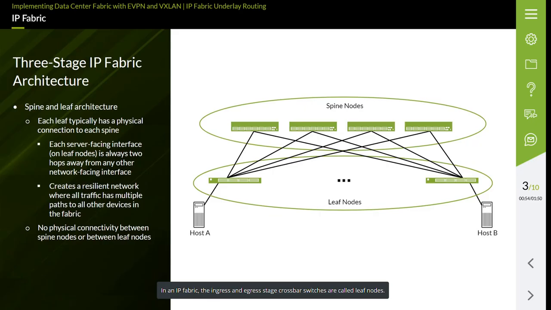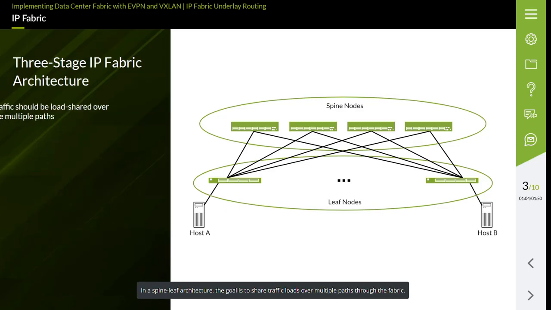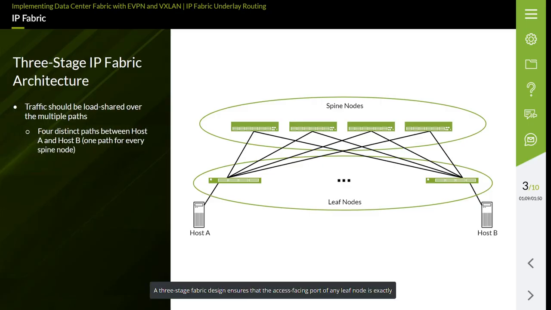In an IP fabric, the ingress and egress stage crossbar switches are called leaf nodes. The middle stage crossbar switches are called spine nodes. In a spine leaf architecture, the goal is to share traffic loads over multiple paths through the fabric. A three-stage fabric design ensures that the access-facing port of any leaf node is exactly 2 hops from any other access-facing port on another leaf node. It is called a three-stage fabric because the forwarding path from any connected host is leaf, spine, and leaf, or 3 stages, regardless of where the destination host is connected to the fabric.